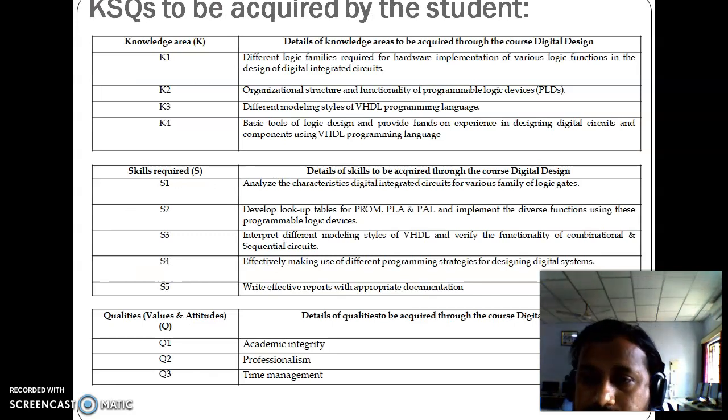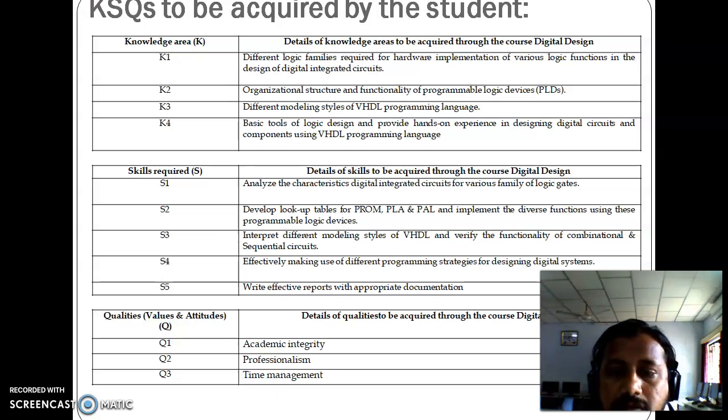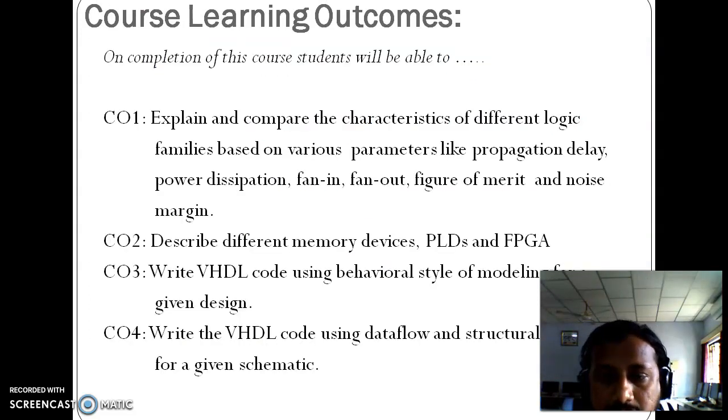And these are the knowledge, skills and qualities that would be acquired by the student by learning this course. These are the 4 key knowledge areas. There are 5 skill areas. The KSQ table is kept in your lecture schedule. You can see this. These are the 4 outcomes of your course.